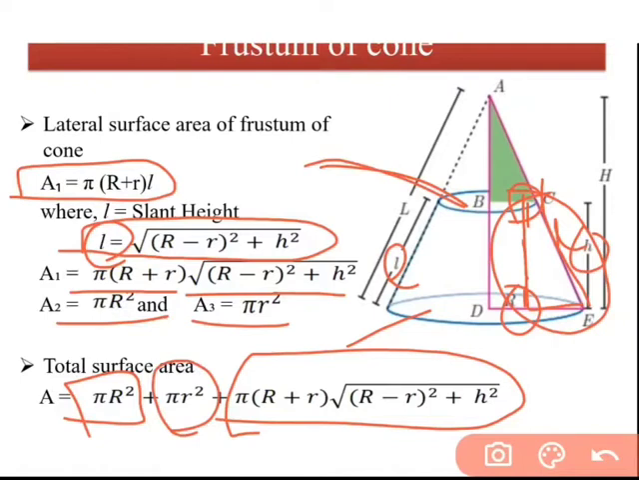So the equation of the surface area A is equal to pi capital R square plus pi small r square plus pi into (capital R plus small r) into the square root of (capital R minus small r) whole square plus h square.